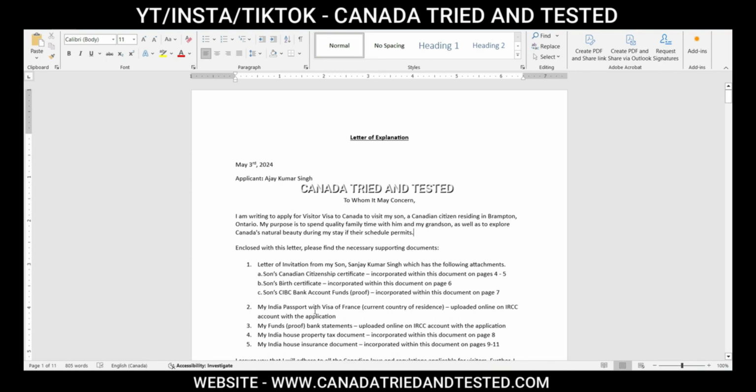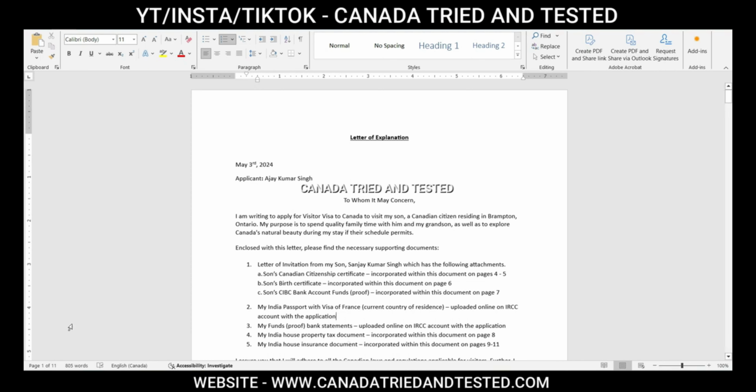Then my India passport with visa of France. This was uploaded online in the IRCC account with the application. It is just being mentioned. No attachment will be made available here in this document. You don't want to make this letter of explanation into a huge document. You want to keep it short. You want to keep it direct so the IRCC agent can go through the document with ease.